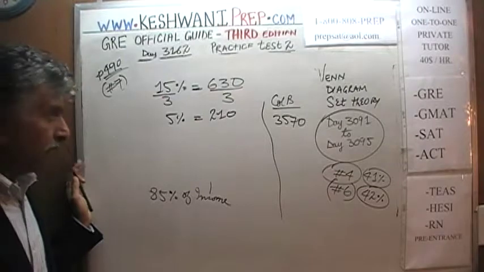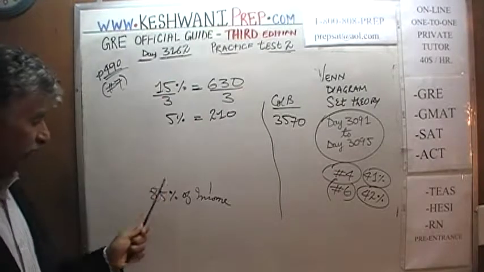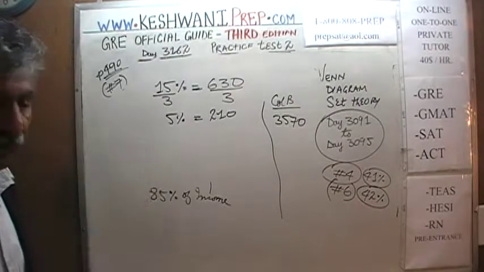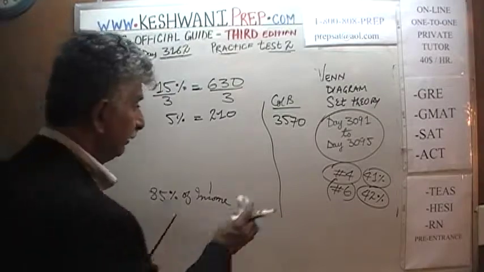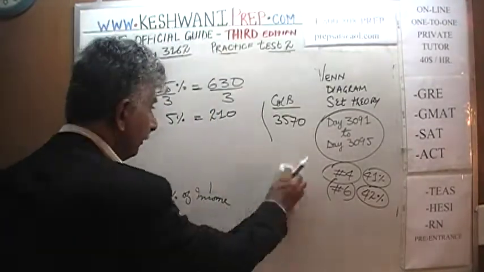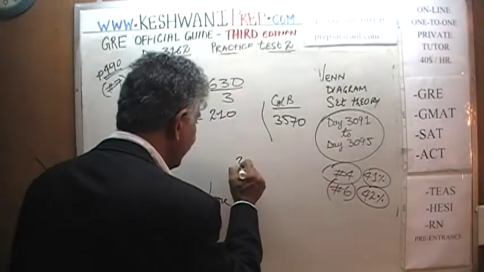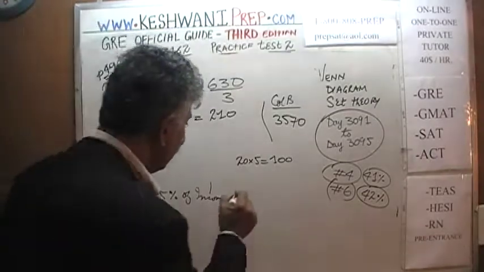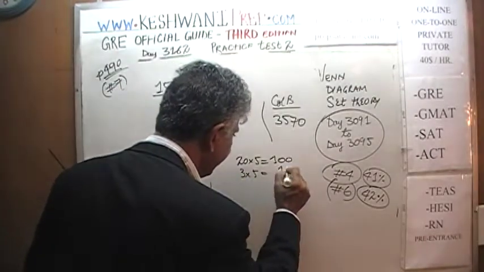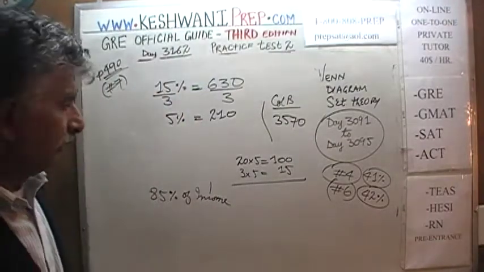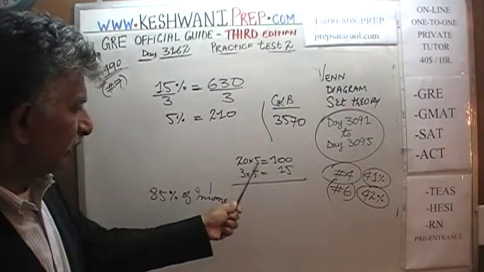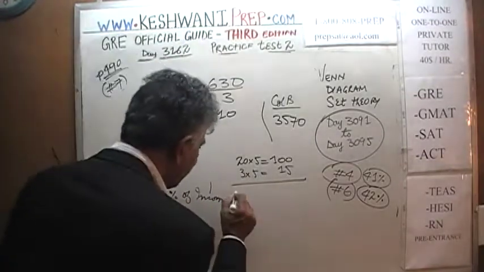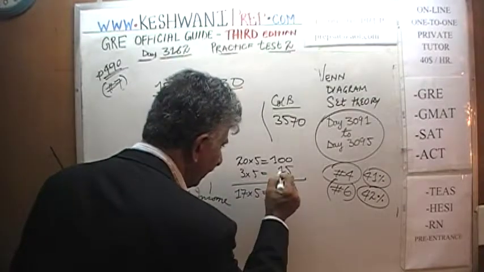Are you still with me? We're not interested in finding out what 5% of his income is. We want to find out what 85% of his income is. How many 5s in 85? Me neither, let's find out together. Well, I do know that 20 fives are 100. I also know that 3 fives are 15. If you subtract 3 fives from 20 fives, we will be left with 17 fives, and that will be 85.